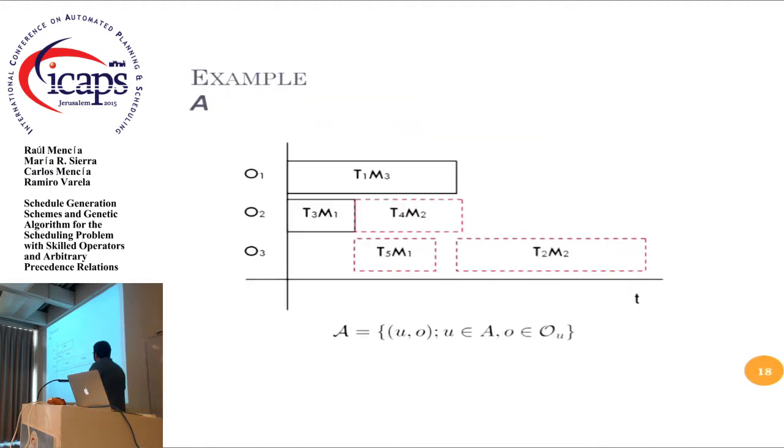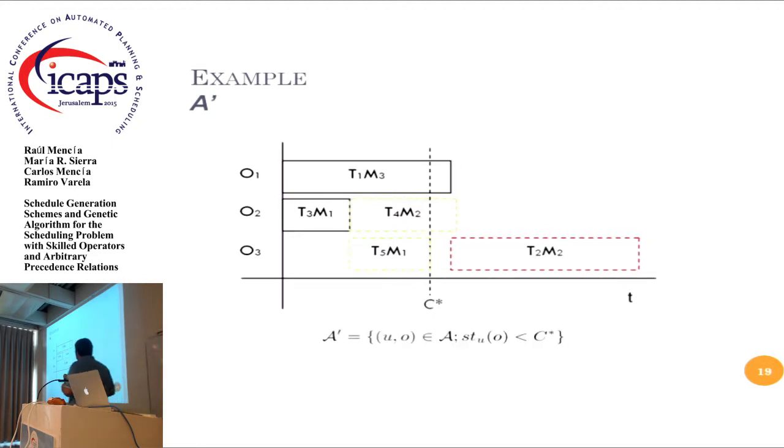Here we can see that in a given iteration, we have in the set A these three options. These are all the options that can be scheduled next. Now, to build A prime, we look for the task that can end first, and we look at its completion time, C star. And the set of options A prime will be composed of those options that can start before this time.